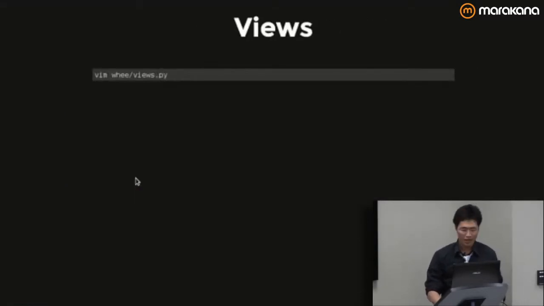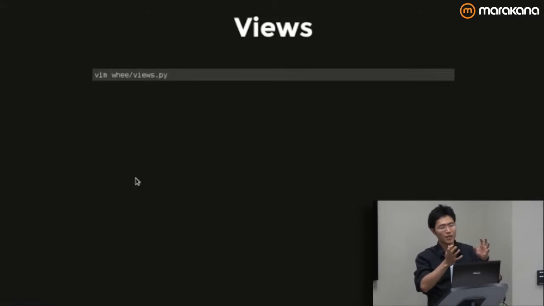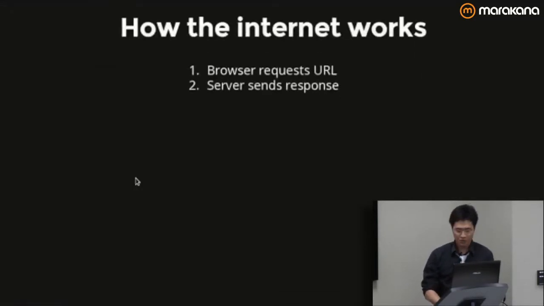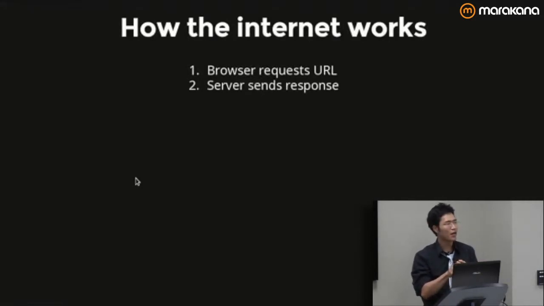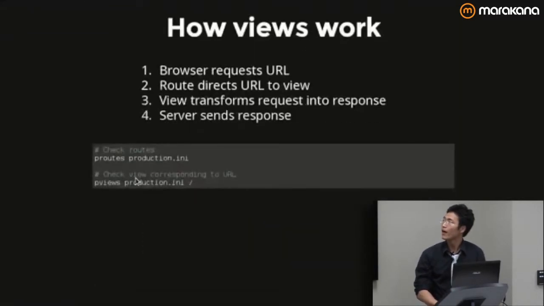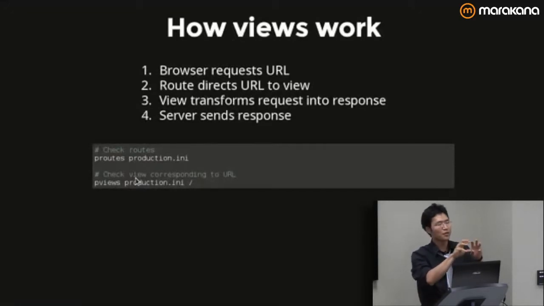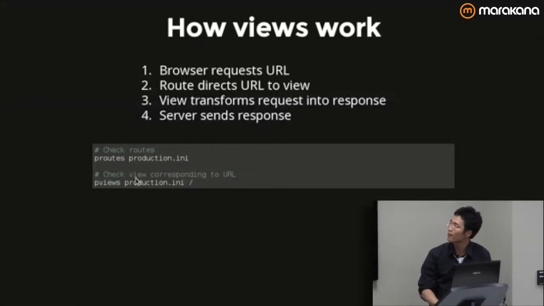Okay, so views. So the first important concept I told you was the configurator. That's where you configure your WSGI app. The second most important Pyramid concept is your view. So how the internet works in two phrases. Your browser requests a URL, and your server, my server, sends a response. In Pyramid, the route maps the URL to a view, and the view transforms that request into a response.